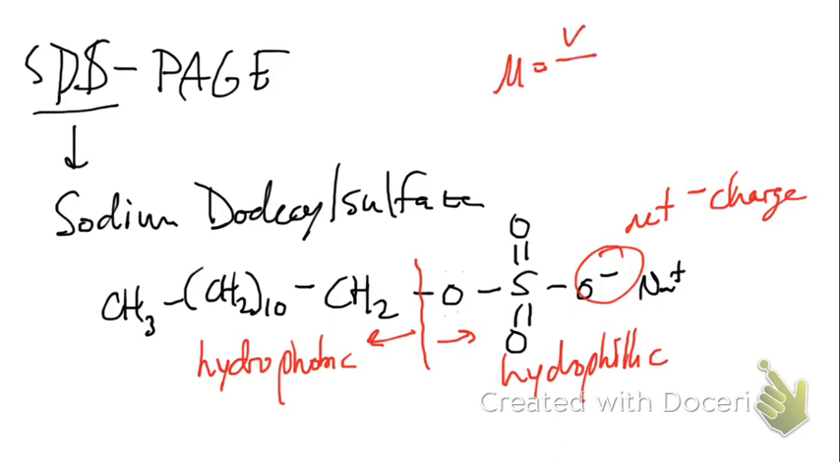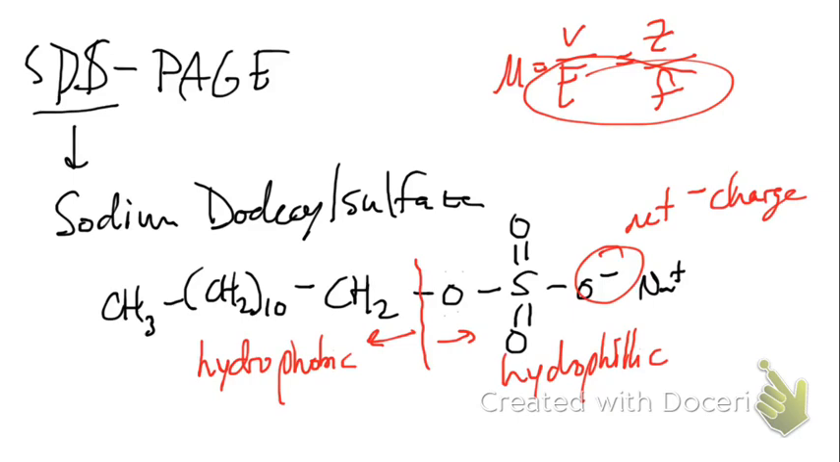It's equal to its velocity divided by its electrical potential, or the net charge divided by the frictional coefficient. Now, we remove these two things when we add SDS because there's a net negative charge, and so we can just worry about separating these proteins really based on size.